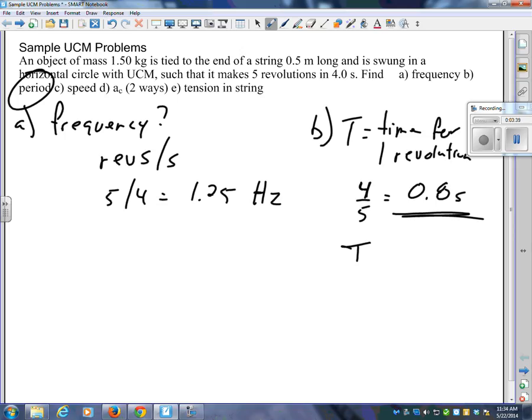Did you guys know that the period is equal to 1 over the frequency? So 1 over 1.25 is 0.8. That's the best way to do it. Frequency and period are the inverses of each other.